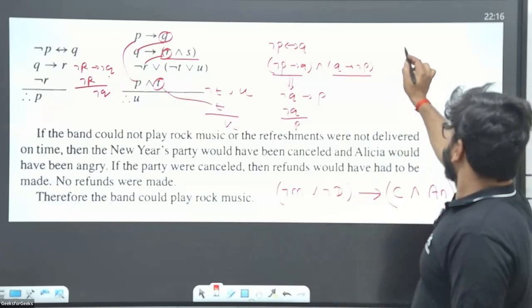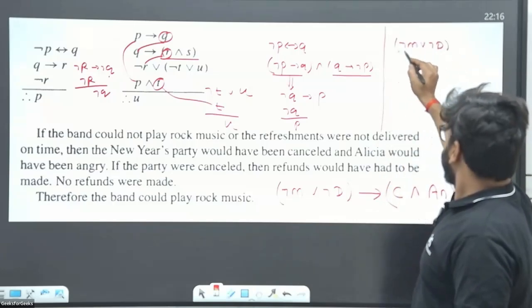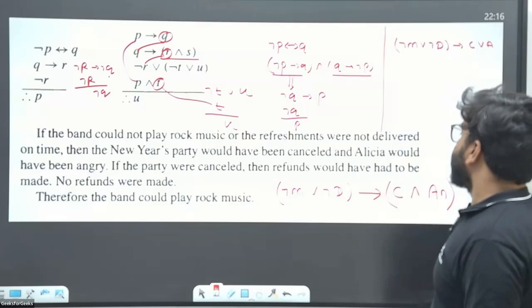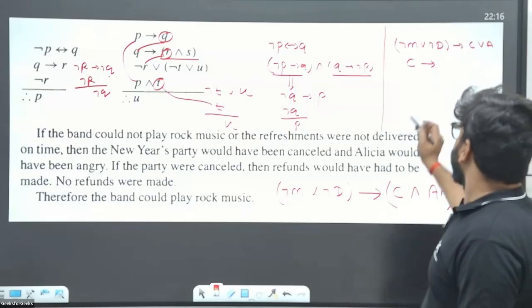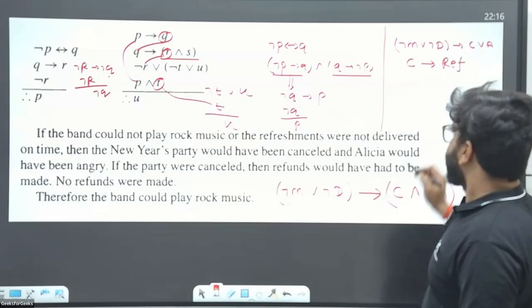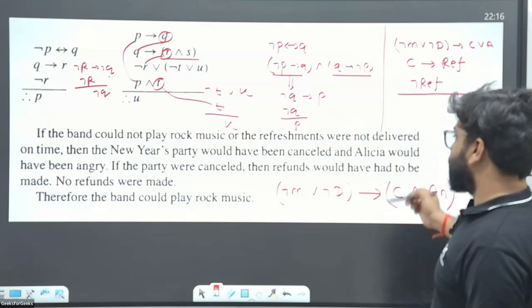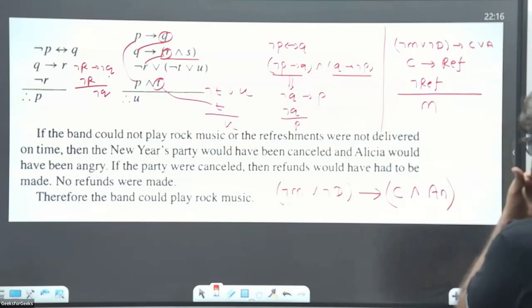If the party were cancelled, so first one, negation of M or negation of D implies C or A. If the party were cancelled, then the refunds would have to be made. No refunds were made, so negation of refunds. Then we have to come up with M, the band plays music. Right? Is this the question? Yes, sir.